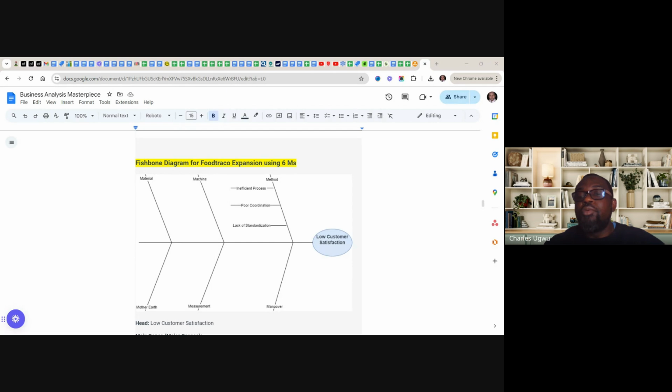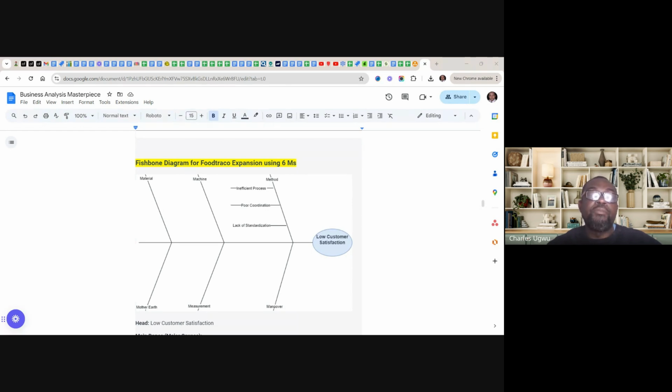No, you must not. You can use 2M, you can use 4M, but all of them are M's. Some can even add a 7th M, which can be maintenance. A problem could be out of lack of maintenance. There are so many M's involved. I think it's up to 8 M's. But 2 M's can help you solve the problem.